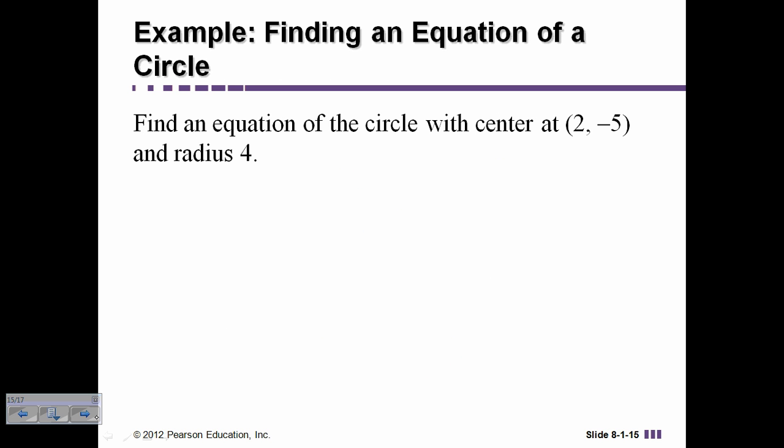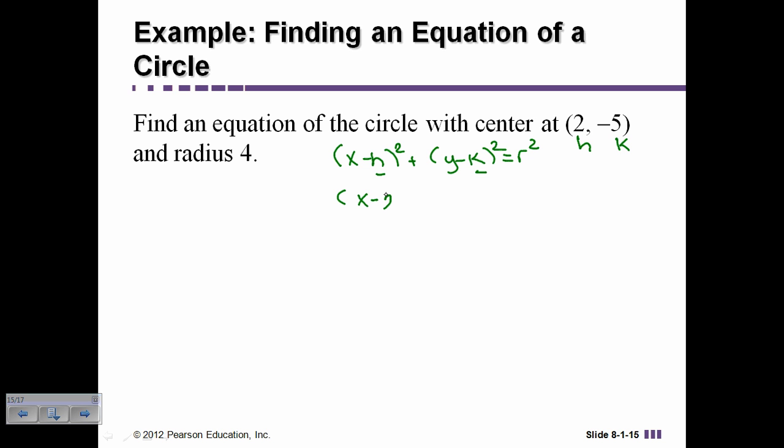So here's an example. Find the equation for the circle with the center at (2, -5) and the radius at 4. So here's our formula again: (x - h)² + (y - k)² = r². If you ever have any doubt about which one's h and which one's k, h is the one that's in the x position, and k is the one in the y position. So this is h, this is k. We're going to plug those numbers in.